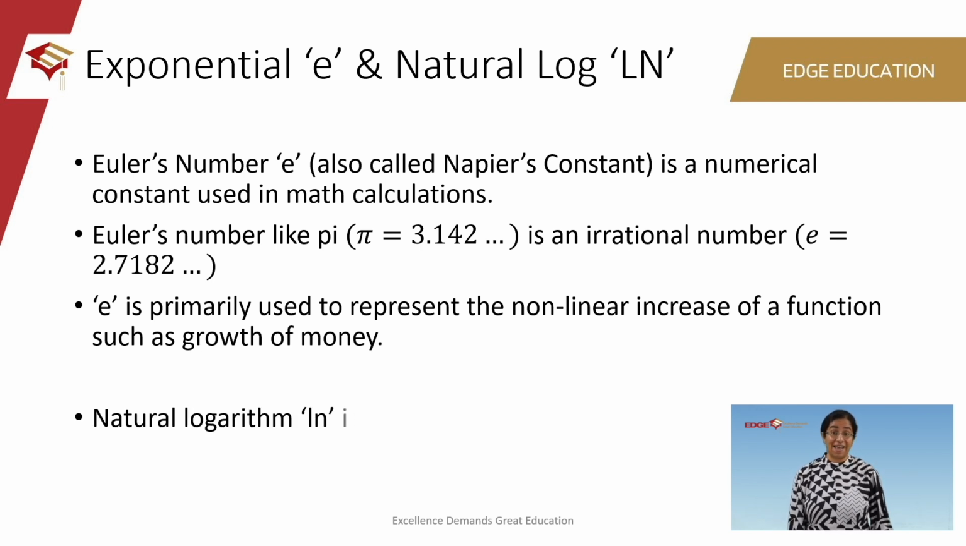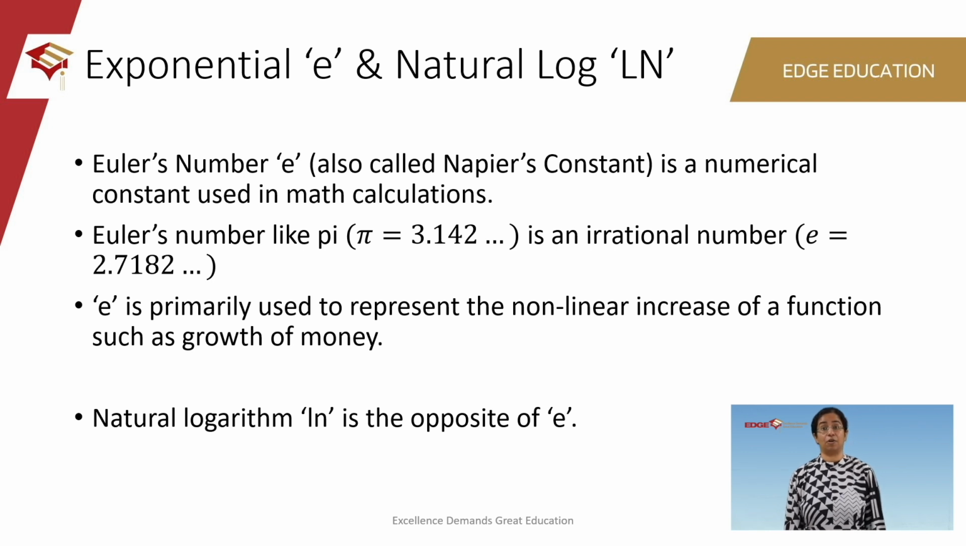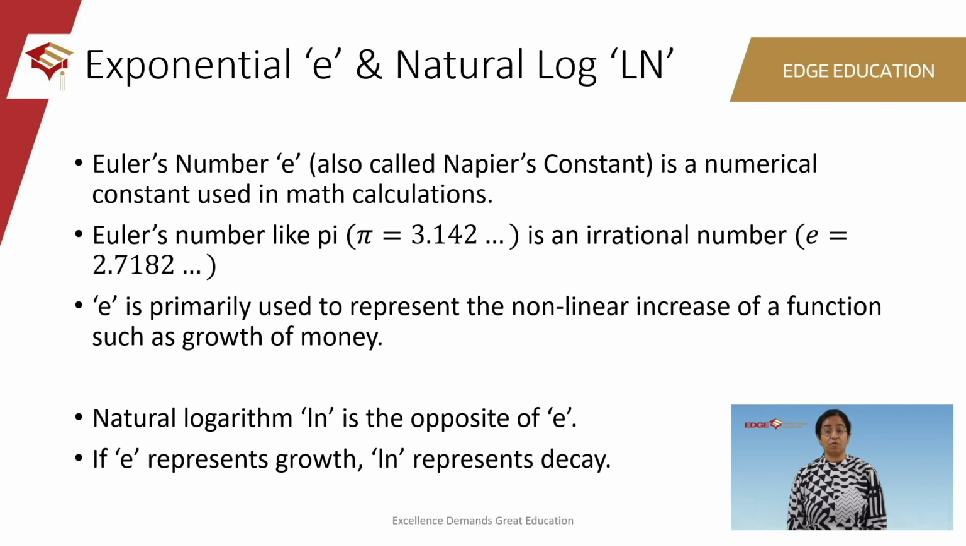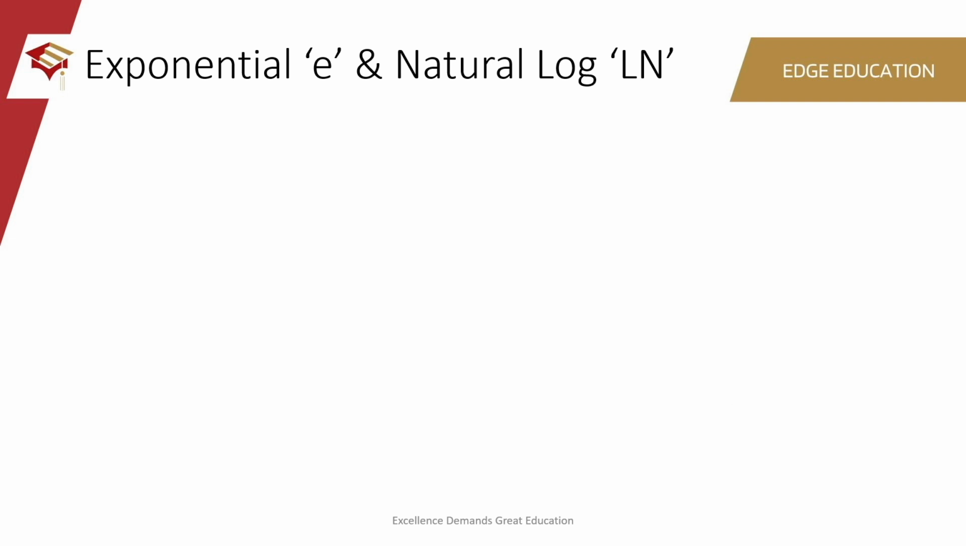Natural logarithm, ln, is the opposite of e. If e represents growth, ln represents decay. Let's take a look at how we may have to work with certain functions requiring e and ln.